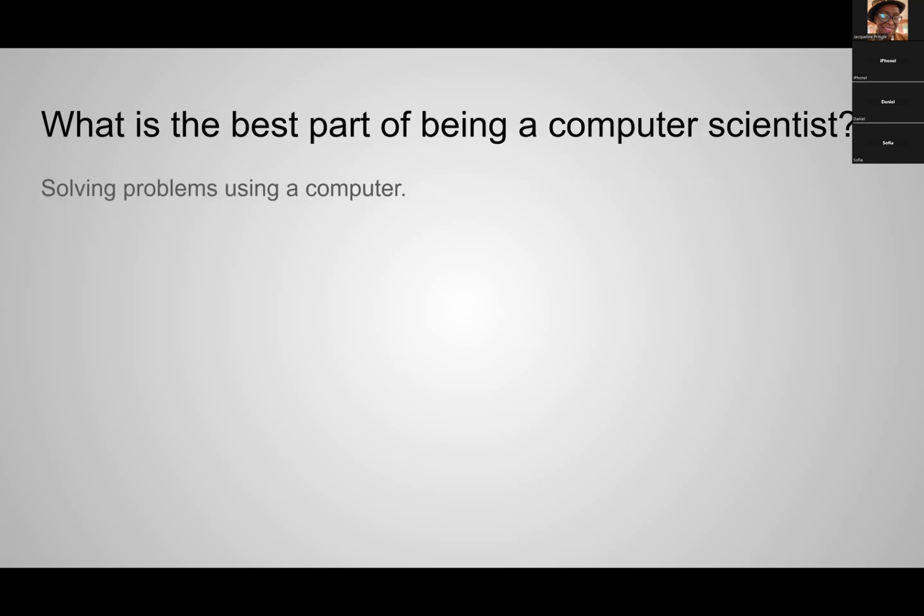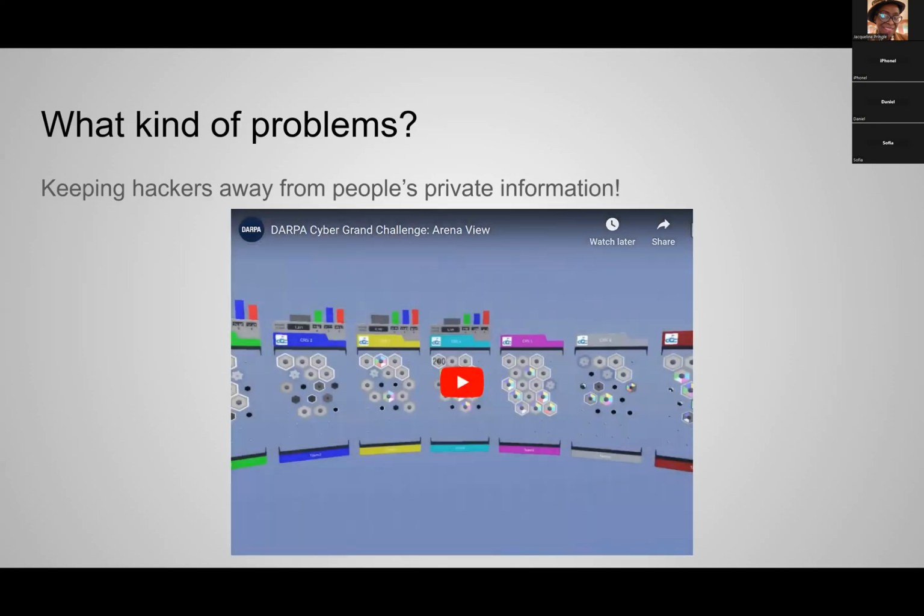So for me, that's the best part of being a computer scientist, just getting to solve problems using the computer. One of the things you can do, we'll just go through this really quickly, is along the lines of what we just showed you with hiding images in other images, maybe for the purpose of keeping people's information private. This is another thing you can do. You can protect systems from being attacked.